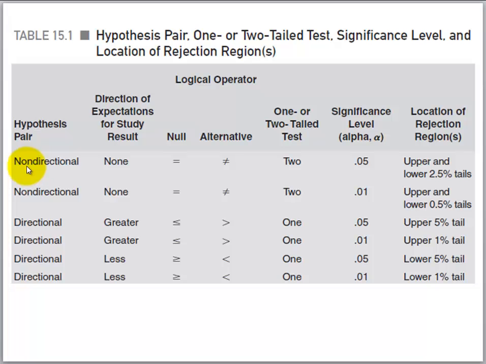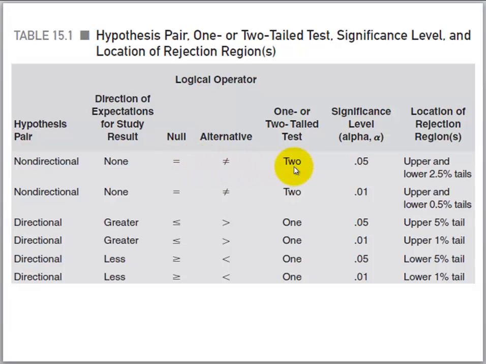So suppose your hypothesis pair is non-directional. What direction do you expect the study result to be in? With a non-directional pair, there is no direction of expectation. The idea is the study result could be in either the negative or the positive direction. And here are our mathematical operators, or we can say logical operators, equal and unequal.